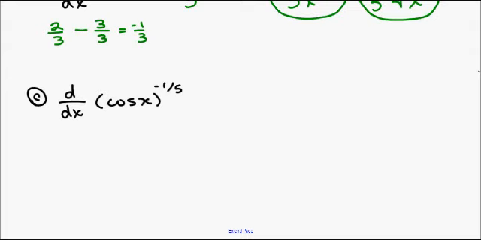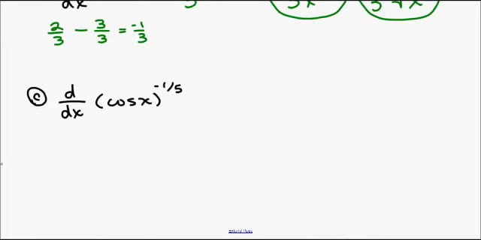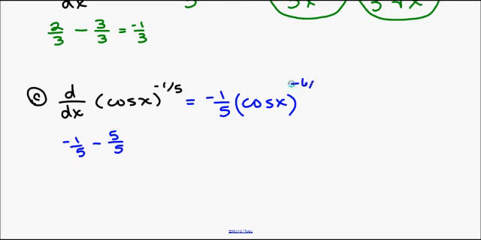And part C. I believe this is our last problem. Yes, it is. Last problem of the section. Let's push through it. Part C. Okay. So we have d/dx of cosine x to the negative 1/5. Going to drop down that negative 1/5. Write what I still have left. Raise it to, well, what's negative 1/5 minus 5/5? It's negative 6/5.